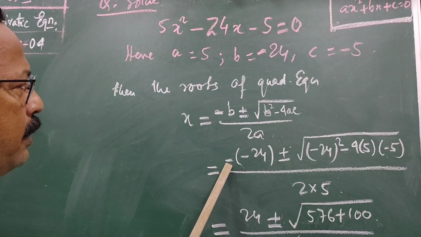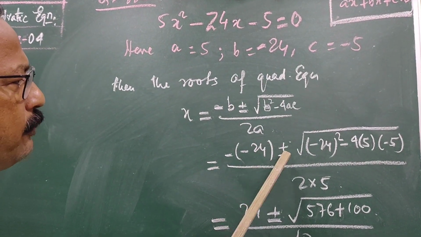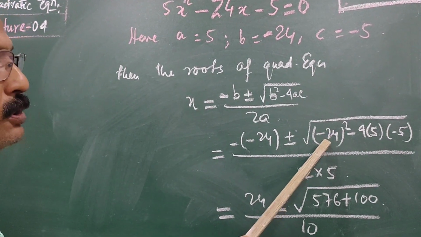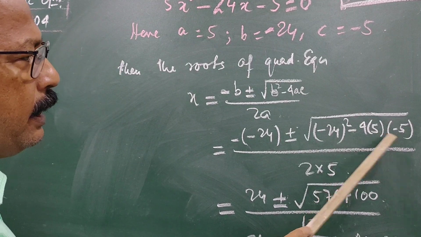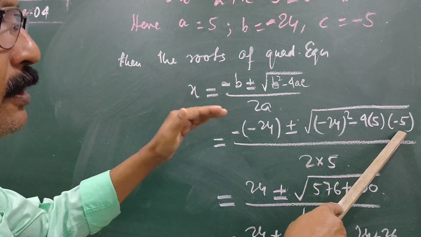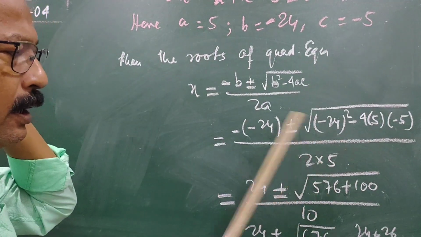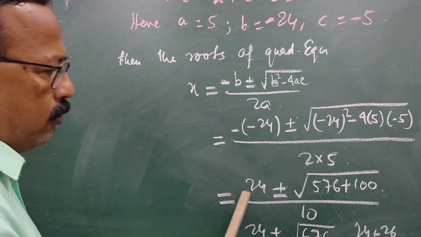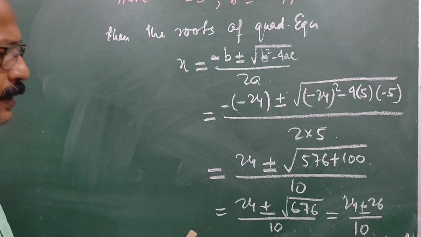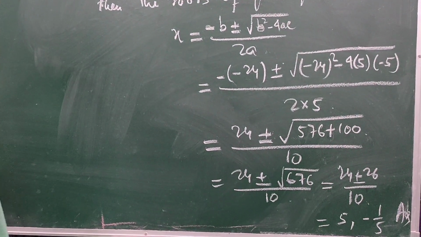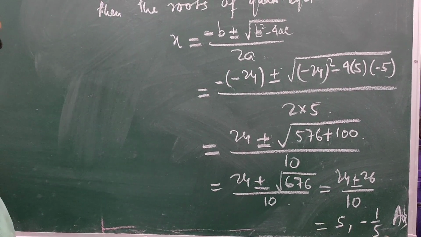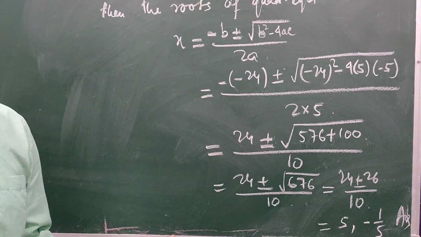Here x equals to minus b, that is minus of minus 24, plus minus under root b square minus 4ac, all over 2a. I have only written the values of a, b and c here, and after solving we get the values of x as 5 and minus 1 by 5. The two roots of the quadratic equation have been calculated.